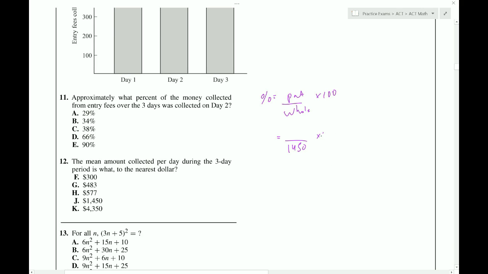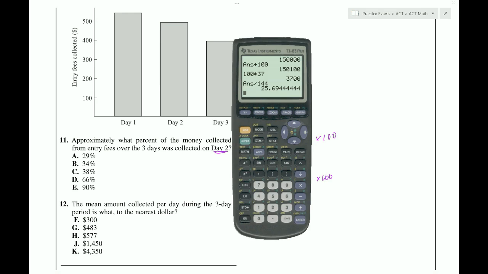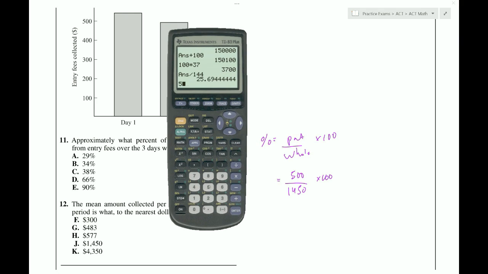Okay, so now we just need to consider what part we're doing. So what percent of the money collected from entry fees over the 3 days was collected on day 2? So day 2's amount is just about 500. And so we consult the calculator here. 500 divided by 1450 and times that by 100, we get 34.4.